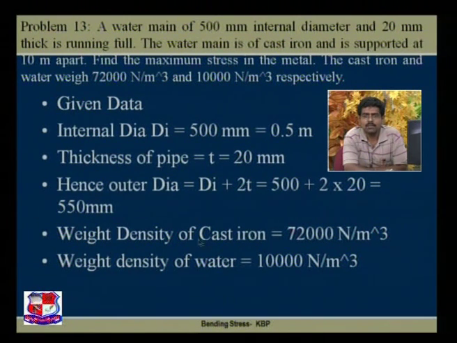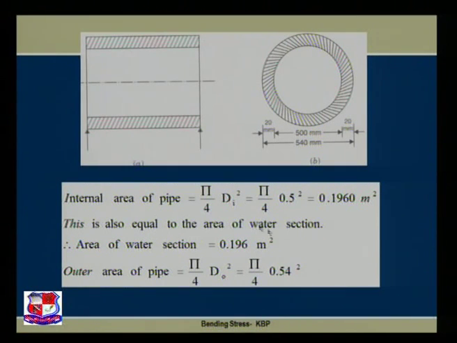Now, weight density of the cast iron is 72,000 Newton per meter cube and the weight density of water is 10,000 Newton per meter cube. This is the figure for a section.